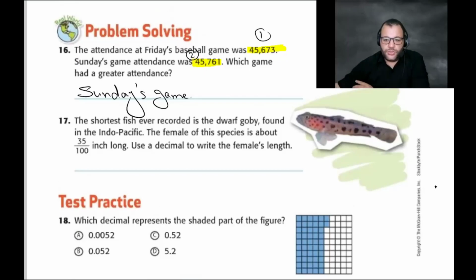Okay. Jed, can you solve question number 17? The shortest fish ever recorded is the dwarf goby, found in the Indo-Pacific. The female of the species is about 35 over 100 inch long. Use a decimal to write the female's length. We need to write this length as a decimal, not as a fraction. So how can we write it?